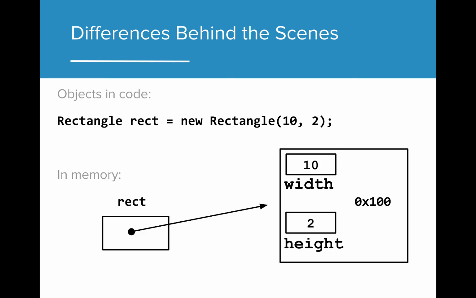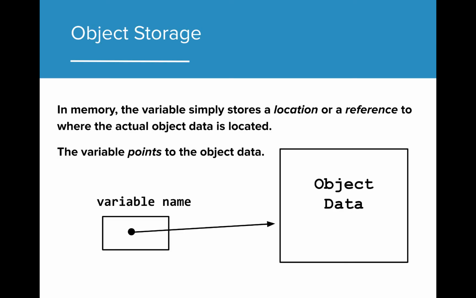We can really think of it as a pointer. The variable rect points to a location in memory that actually holds the rectangle. Objects are really just pointers. They are references to locations in memory. In general, the variable is storing a location or reference to where the actual object data is located. This is the case for all objects.